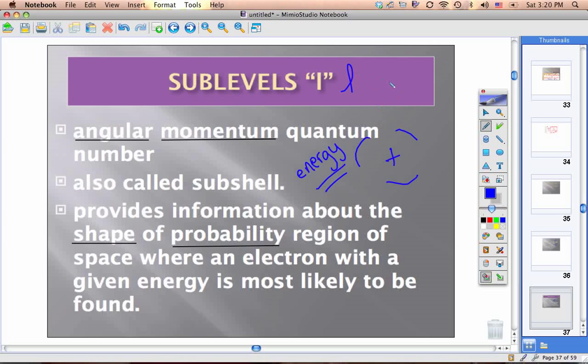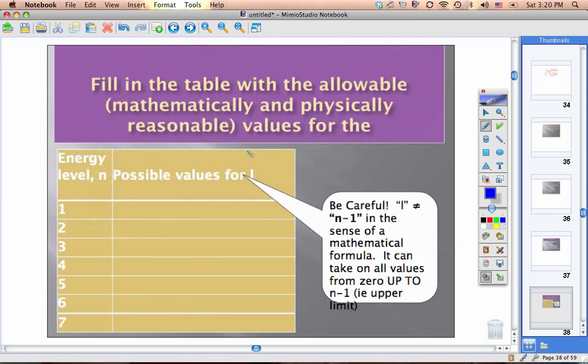Now, every energy level N has at least one sublevel. Some have more, just like some homes have 1 story, some have 2, some have 3. Different energy levels have differing numbers of sublevels within them. So let's fill out a table and look at what we're allowed to have. We're looking at mathematically feasible, physically reasonable values for these.